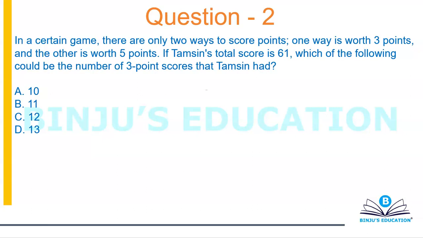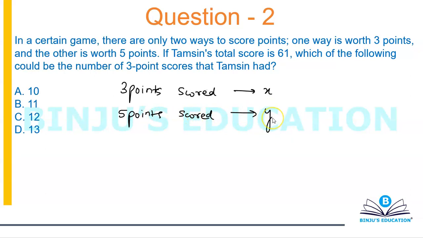Alright, so there are only two ways. Either you can score 3 points or you can score 5 points. So let's assume that the number of 3 points scored is x and the number of 5 points scored is equal to y. So I can say that the total number of points scored by Tamsin will be equal to 3x plus 5y, and this is equal to 61.